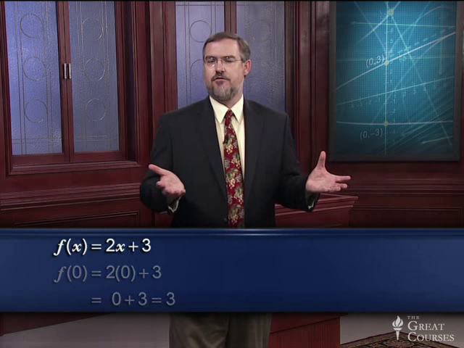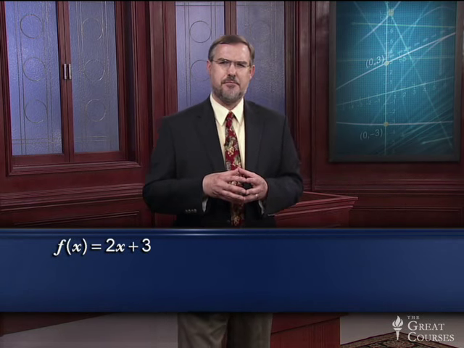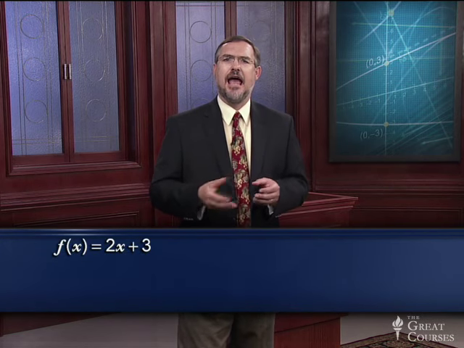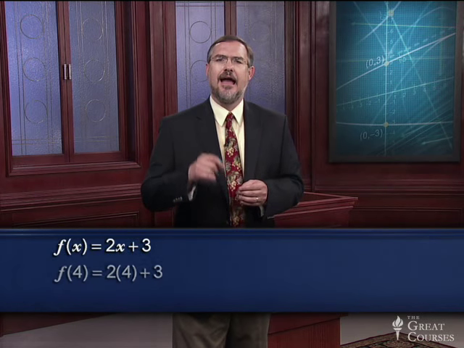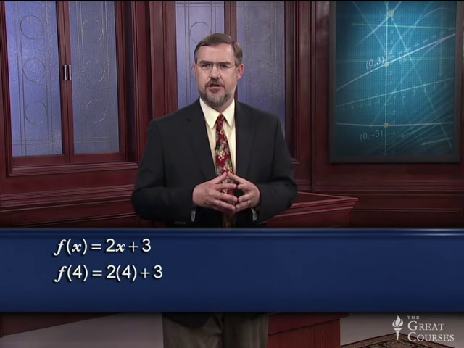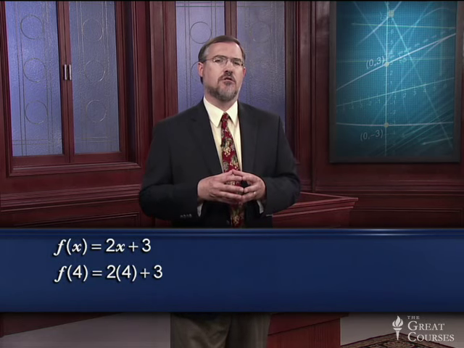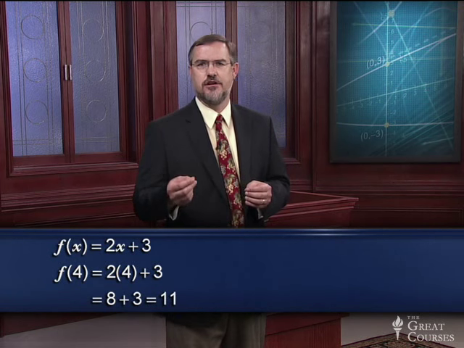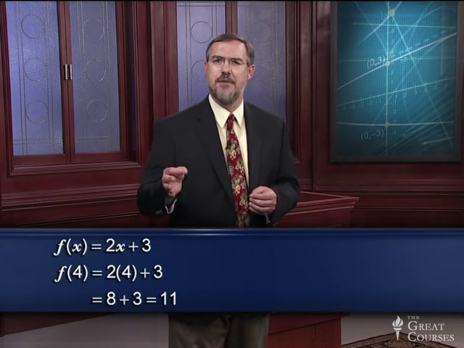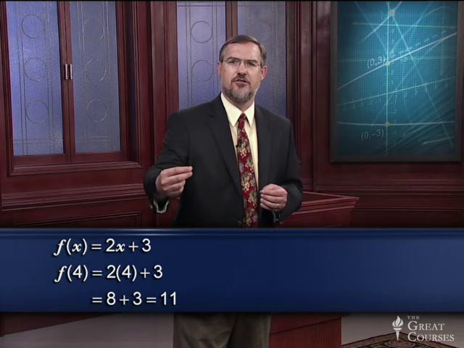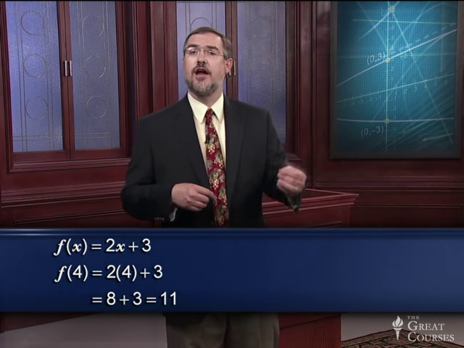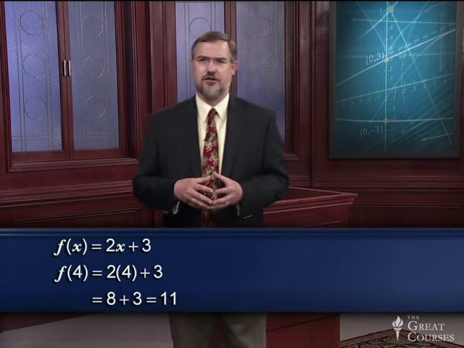I could also plug in 4 for x, for example, and the 4 would be part of the domain of the function, and the output value would be f of 4, which is now 2 times 4 plus 3, which is, according to our order of operations, 8 plus 3, which is 11. So the 4 would be in the set that we called the domain, that's the input values, and the 11 would be a member of the set we called the range, the set of output values.